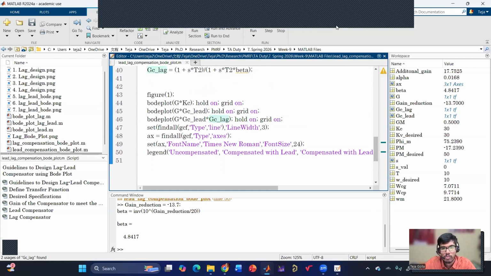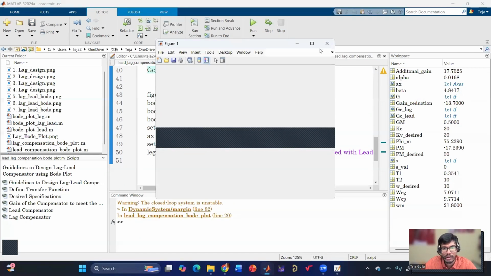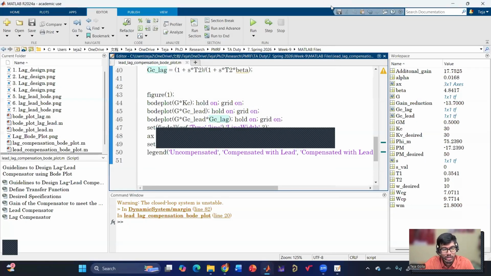So if I draw the Bode plot now, it should be able to meet. If it doesn't meet again, even after all this, I have to redo or redesign it again. So let me run it. So now I got the Bode plot. Let me enlarge my screen there.